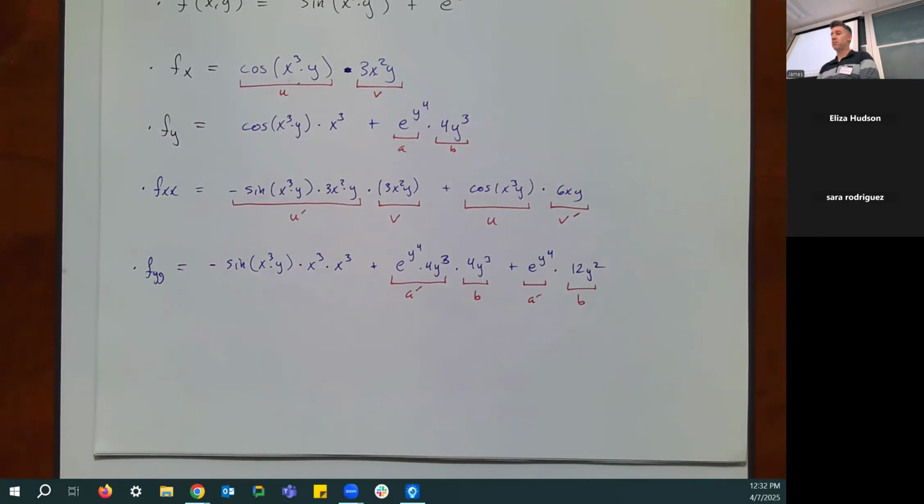Kind of funky. Yes, we could simplify this. No, I don't want to simplify it.